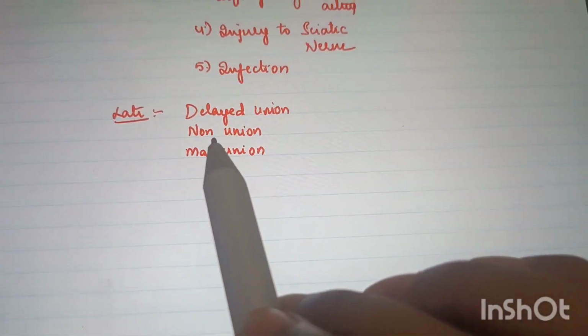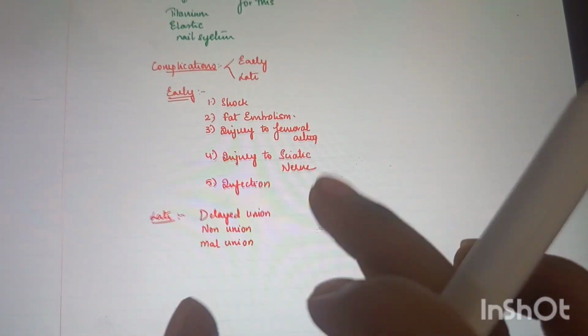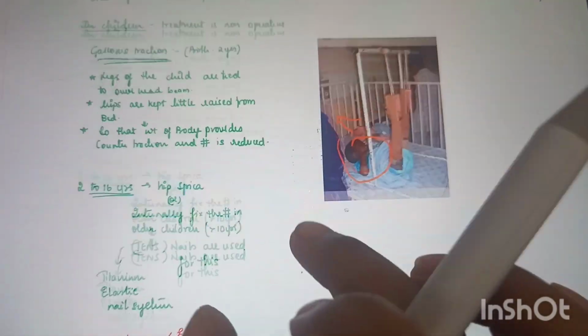Late complications can be delayed non-union or malunion. This is all about femur shaft fractures.